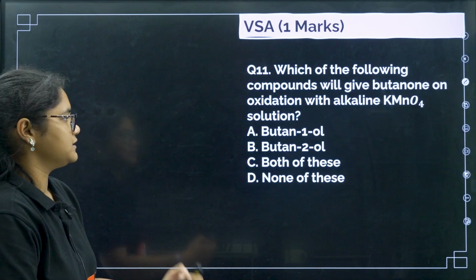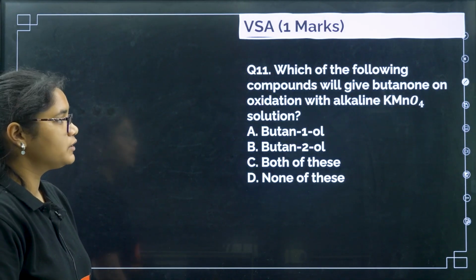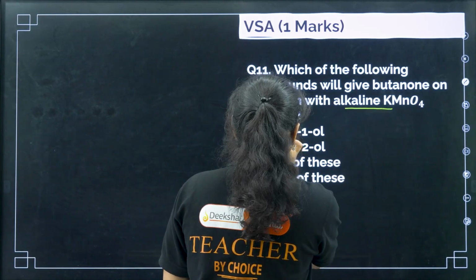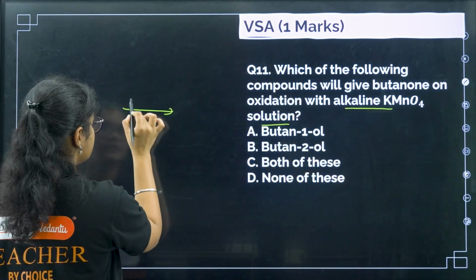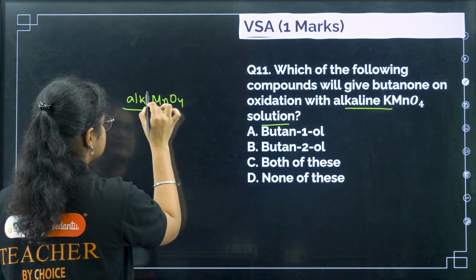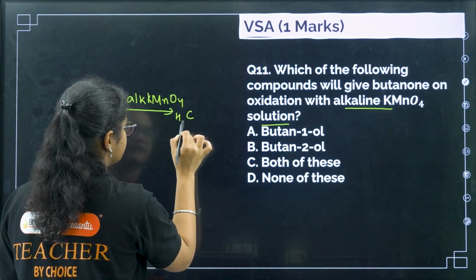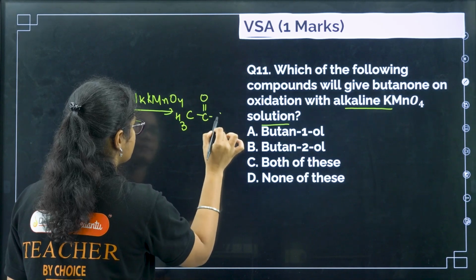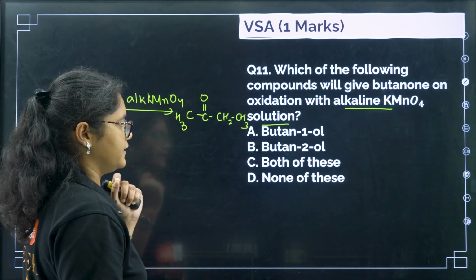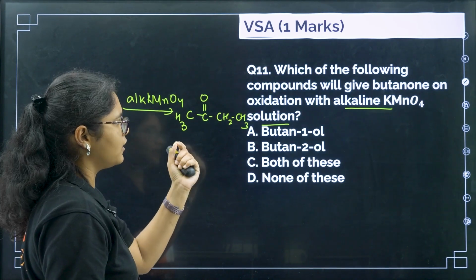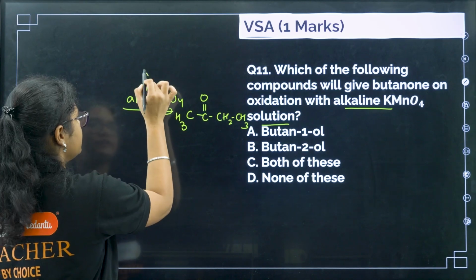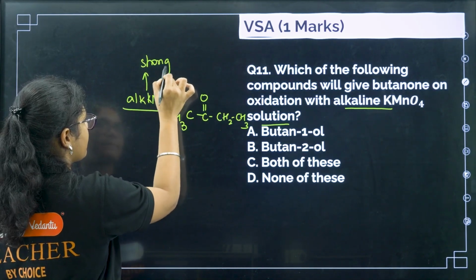Okay. Next question, which of the following compounds will give butanone on oxidation with alkaline KMnO4? We need to oxidize with alkaline KMnO4, and the product that is required here is butanone, that is CH3 C double bond O CH2 CH3. Now, this is a very strong oxidizing agent, right?